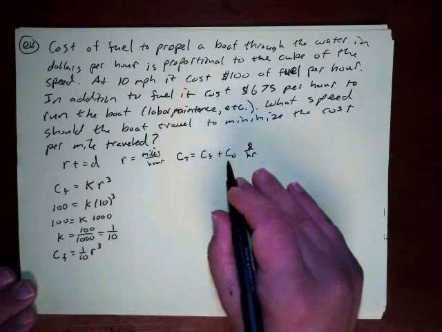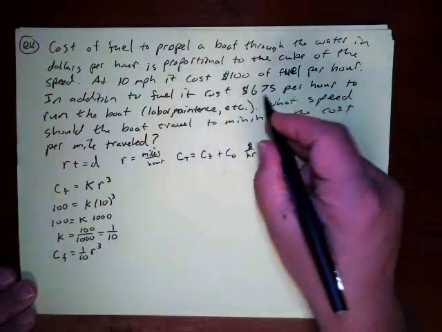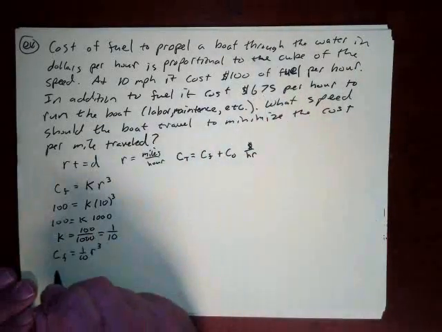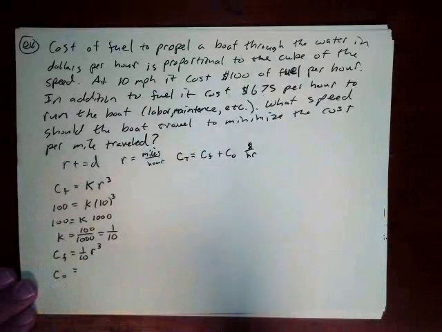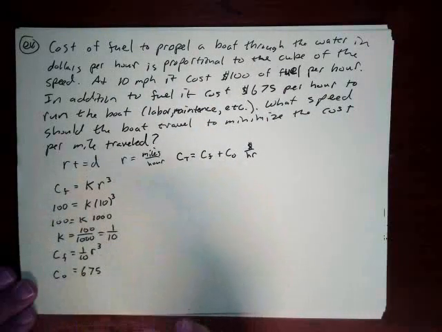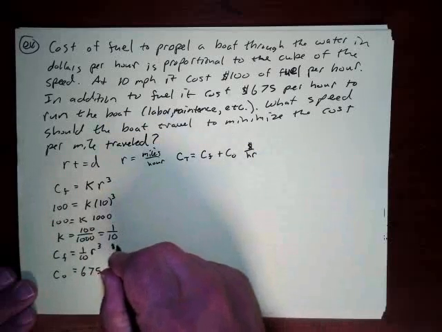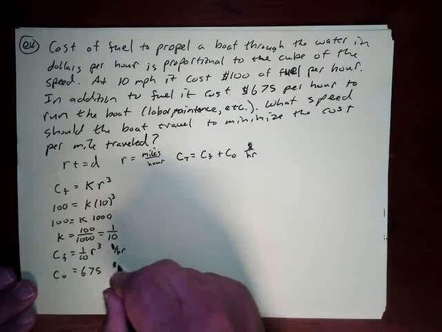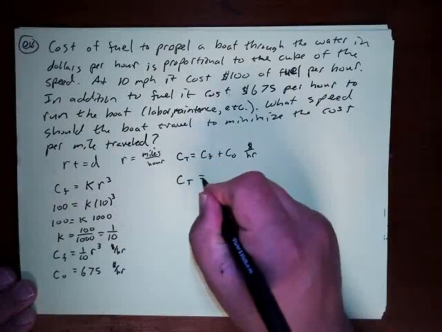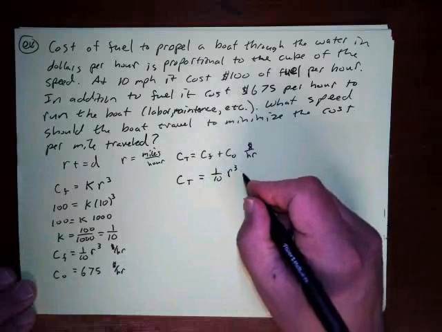Okay? Well, what about the cost for everything else? So I want this to be dollars per hour. Well, this is dollars per hour. So it's simply the cost for everything else in dollars per hour, it's a constant. It doesn't change. It's $675 per hour. So this is dollars per hour, this is dollars per hour. So they match up. So it looks like my C total is going to be 1/10 R cubed plus 675.